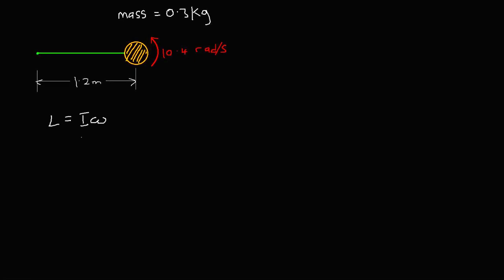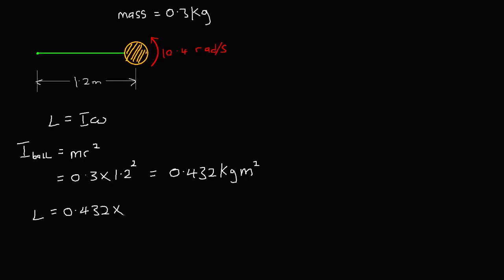And since the ball as a whole is rotating about the central axis, we can take it as a particle which is rotating. So its moment of inertia would be expressed as the moment of inertia of a particle, which is its mass multiplied by the square of its radius, or the square of its distance from the center of rotation. And so for the ball, its moment of inertia would be equal to 0.3, which is its mass, multiplied by 1.2 squared, which gives us 0.432 kg meter squared. So its angular momentum will be 0.432 multiplied by 10.4, which gives us 4.49 kg meter squared per second.